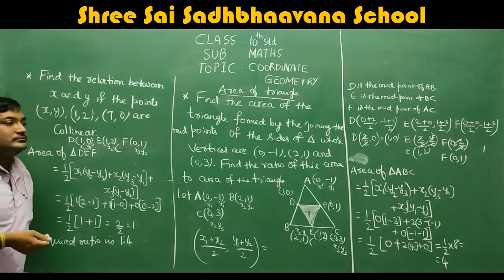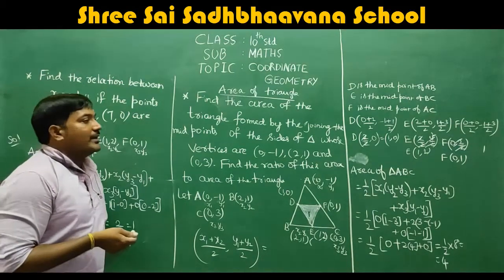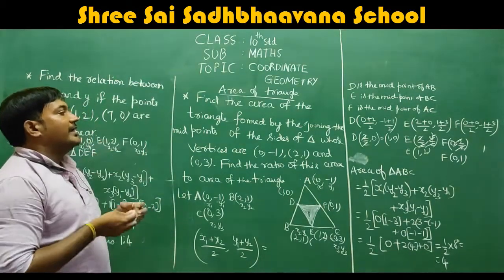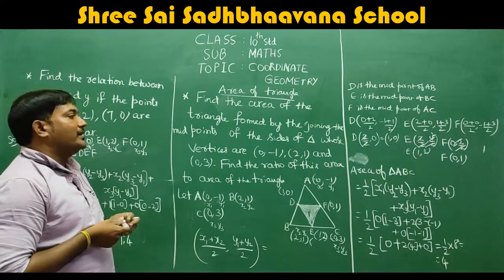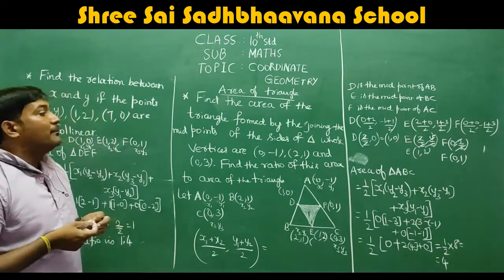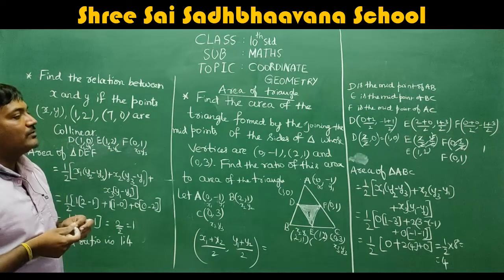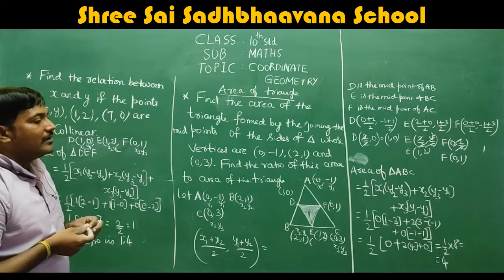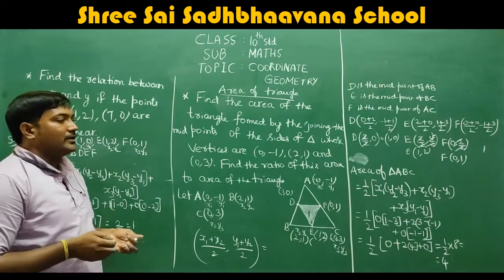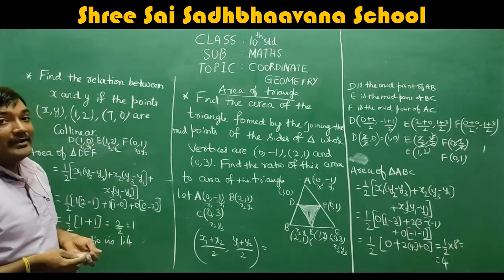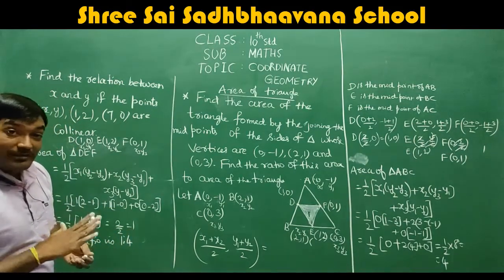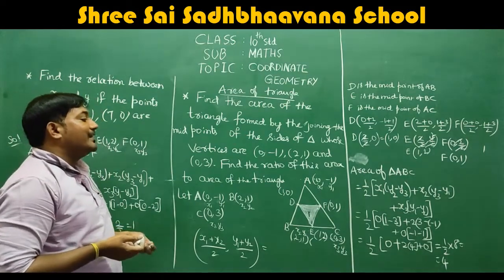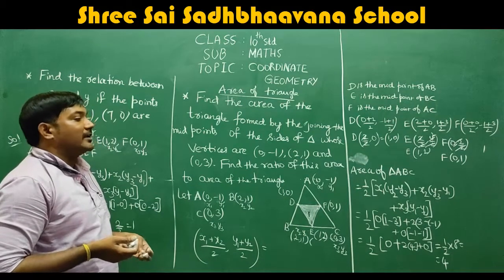Okay, I hope you understood. Anyway, I'll explain once again. The question is, find the area of the triangle formed by joining the midpoints of the sides of the triangle whose vertices are (0, minus 1), (2, 1) and (0, 3). And they also ask one more question in this same sum: find the ratio of this area to the area of the triangle.